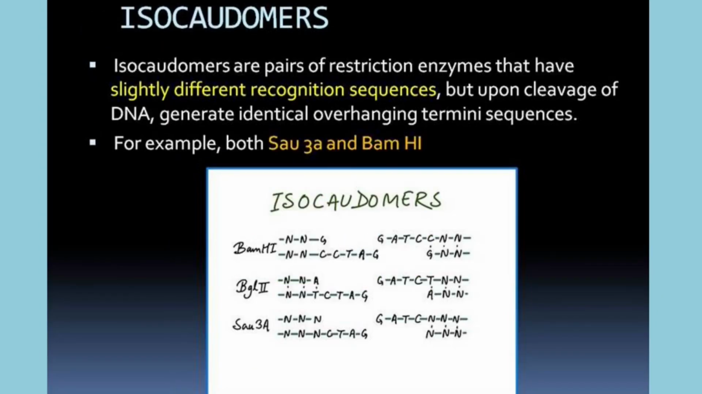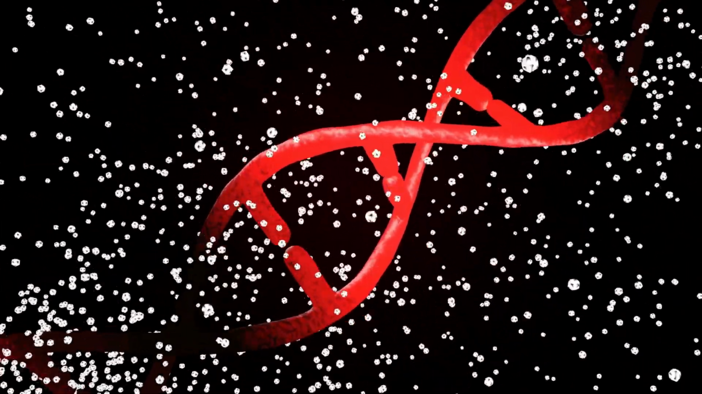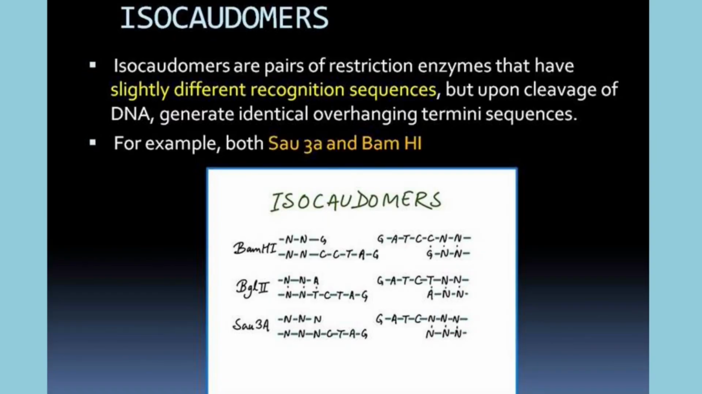Then the term isocaudomer. Isocaudomers are pairs of restriction enzymes that have slightly different recognition sequences, but upon cleavage of DNA, they generate identical overhanging termini sequences. These sequences can be ligated to one another, but then form an asymmetrical sequence that cannot be cleaved by a restriction enzyme. For example, Sau3AI and BamHI are isocaudomers of each other.